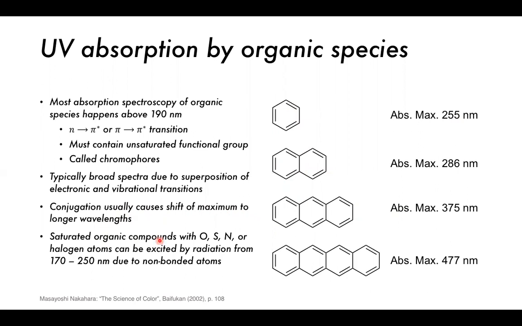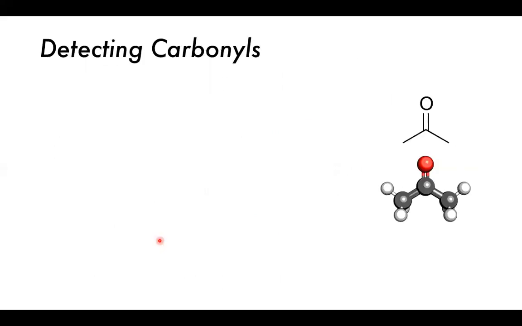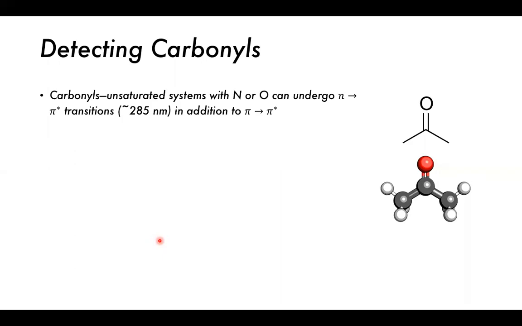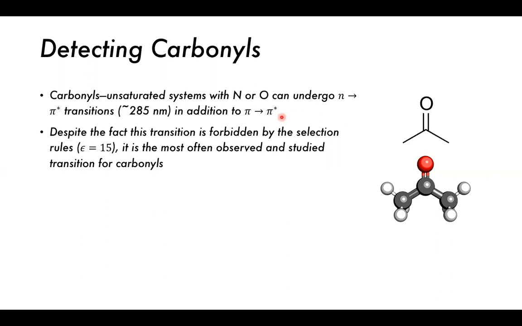Saturated organic compounds with oxygen, sulfur, nitrogen, or halogen atoms can be excited by radiation from 170 to 250 nanometers due to the presence of their non-bonded electrons. So, detecting carbonyls, which we talked about earlier. Carbonyls are unsaturated systems with oxygen, and they can undergo n to pi star transitions at around 285 nanometers, in addition to pi to pi star transitions. Even though this transition is forbidden by selection rules, from physical chemistry, it is the most often observed and studied transition for carbonyls.